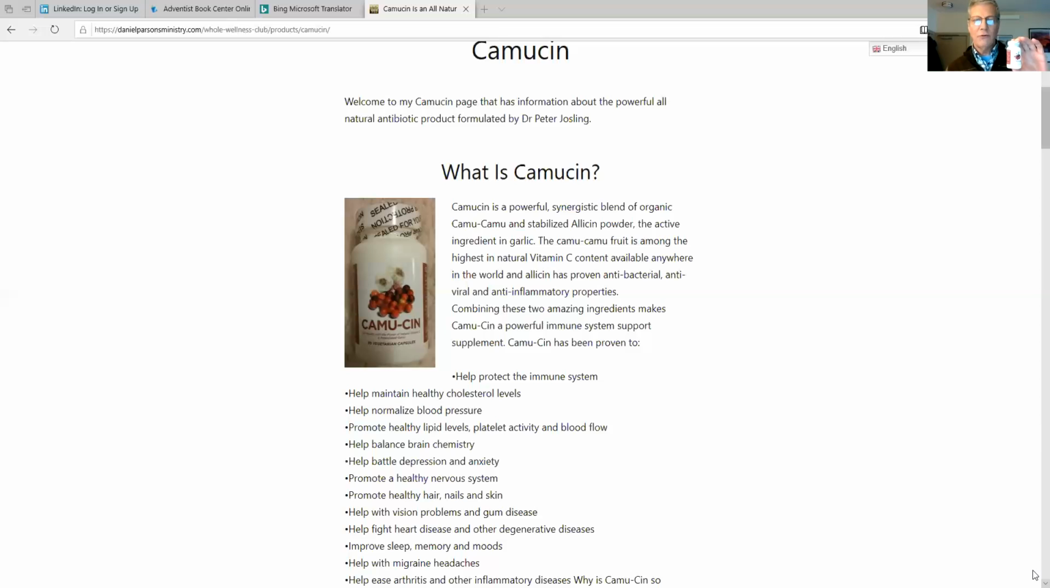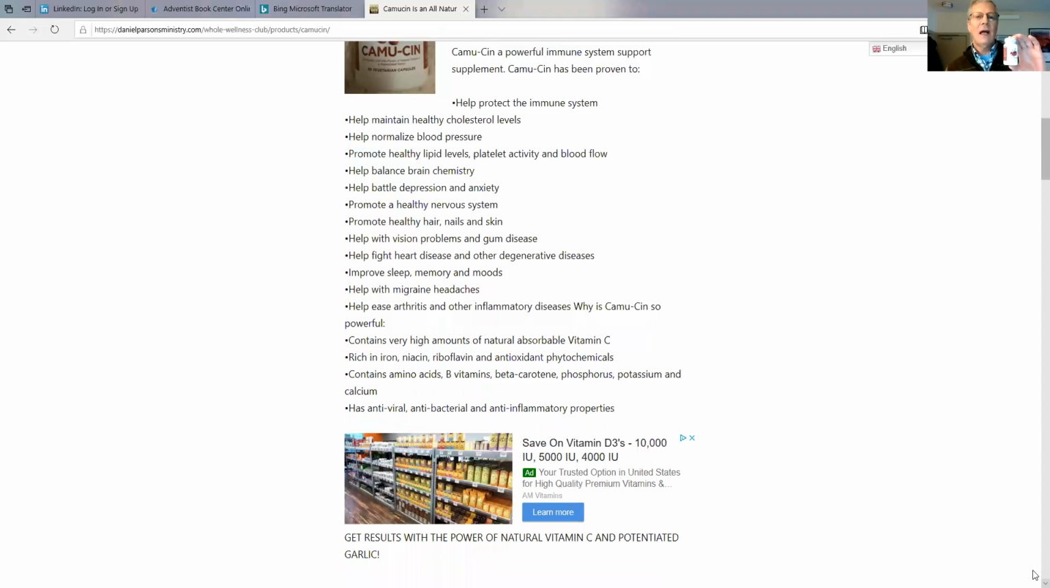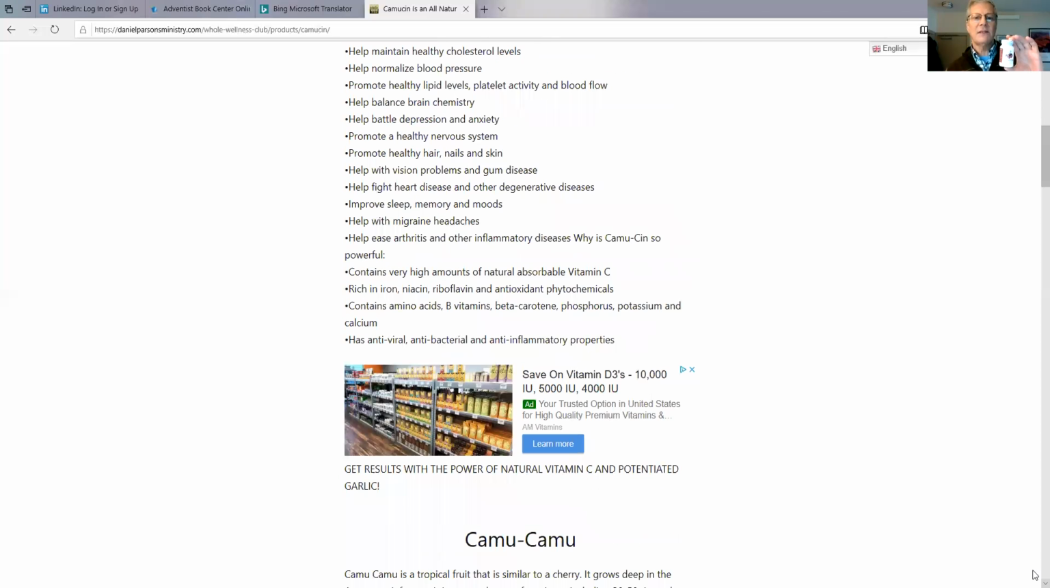Camucin has been proven to help protect the immune system, help maintain healthy cholesterol levels, help normalize blood pressure, promote healthy lipid levels, platelet activity, and blood flow, help balance brain chemistry, help battle depression and anxiety, promote a healthy nervous system, promote healthy hair, nails, and skin, help with vision problems and gum disease, help fight heart disease and other degenerative diseases, improve your sleep, memory, and your moods, help with migraine headaches, help ease arthritis and other inflammatory diseases.